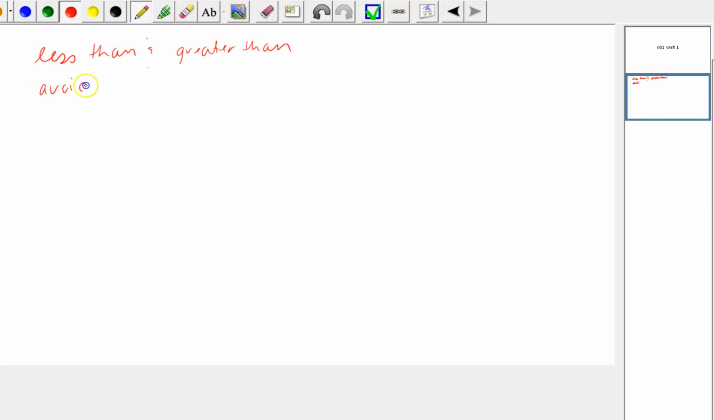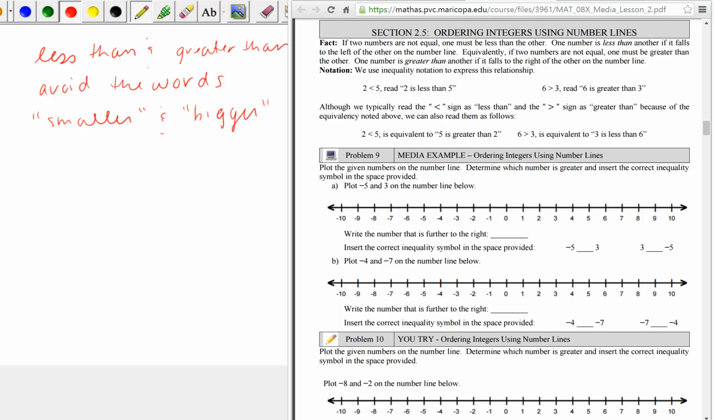And avoid the words smaller and bigger. So smaller and bigger or smaller and larger typically refer to magnitude, where less than and greater than, so smaller would be closer to 0 on either side, bigger would be further away, whereas less than and greater than refer to the relative position of the two numbers on the number line.